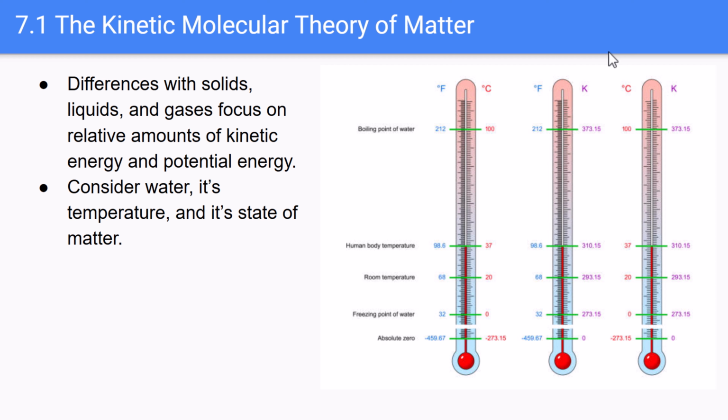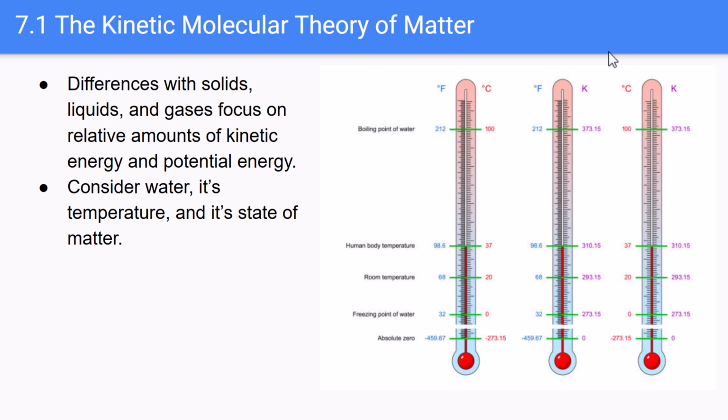So differences between solids, liquids, and gases primarily focus on the relative amounts of kinetic energy and potential energy. I want you to consider water, its temperature, and its state of matter. Let's use Celsius, because that's what we should be looking at in our class. Water freezes at 0 degrees Celsius. The lower the temperature, the more likely water is to be solid. Below 0 degrees Celsius, it's solid. Between 0 and 100 degrees Celsius, it is liquid, and anything higher than 100 degrees Celsius is boiling, so it would become a gas.